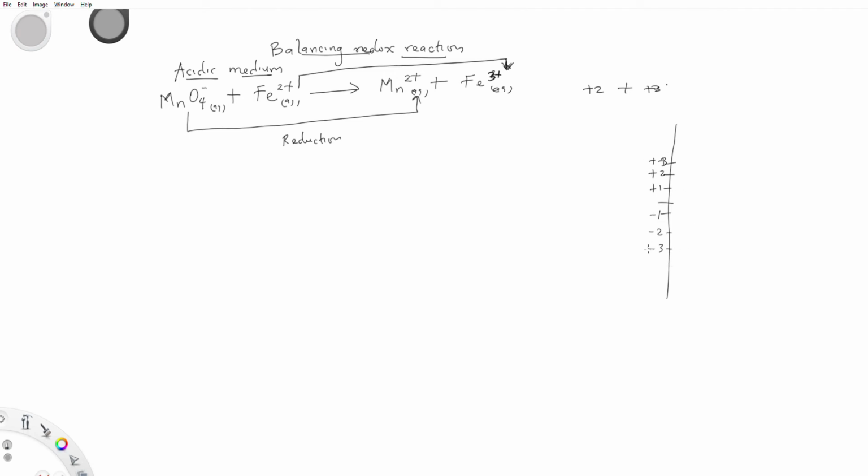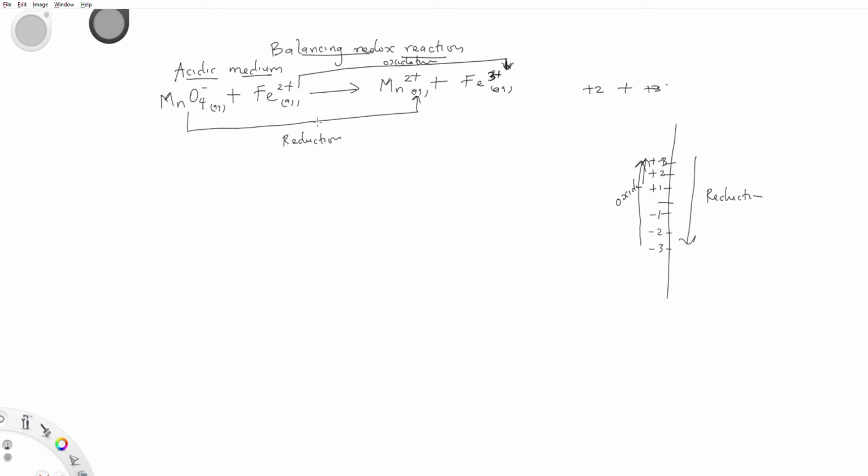If it is going this way, it is oxidation. And if it is going this way, it is reduction. So it is going from plus 2 to plus 3, so it's going this way, so that's oxidation. So we can then say this is oxidation, whereas the other one here is the reduction.